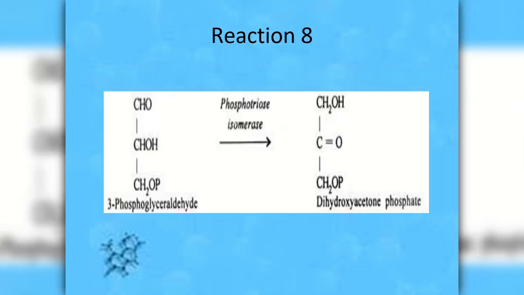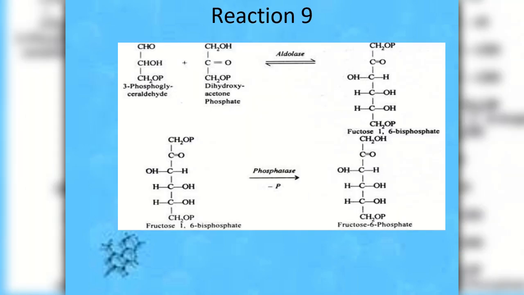Reaction 8. 1 molecule of 3-phosphoglyceraldehyde isomerizes into dihydroxyacetone phosphate. The enzyme is phosphotriose isomerase. Reaction 9. The remaining 1 molecule of 3-phosphoglyceraldehyde unites with dihydroxyacetone phosphate in the presence of aldolase to form 1 molecule of fructose 1,6-bisphosphate. The latter, in the presence of phosphatase, forms 1 molecule of fructose 6-phosphate.